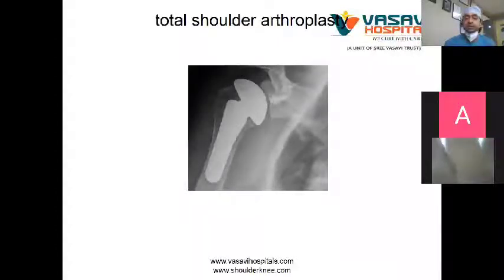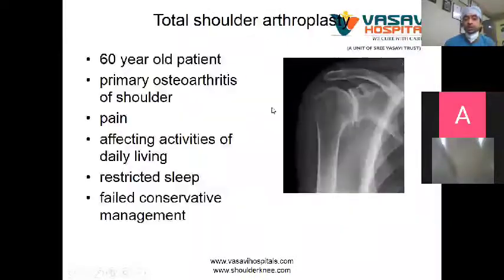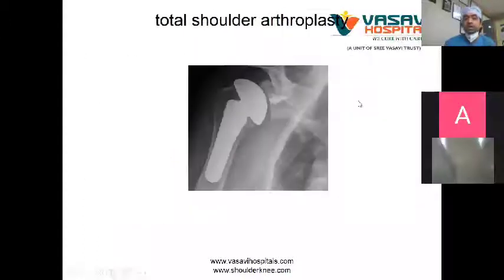As you can see here, this is a primary total shoulder arthroplasty. It has a humeral component and a glenoid component. You can see here that the articular surface is restored. Here, there was no space at all. Now the articular surface as well as the space is restored. Obviously, that means there is a polyethylene component here.